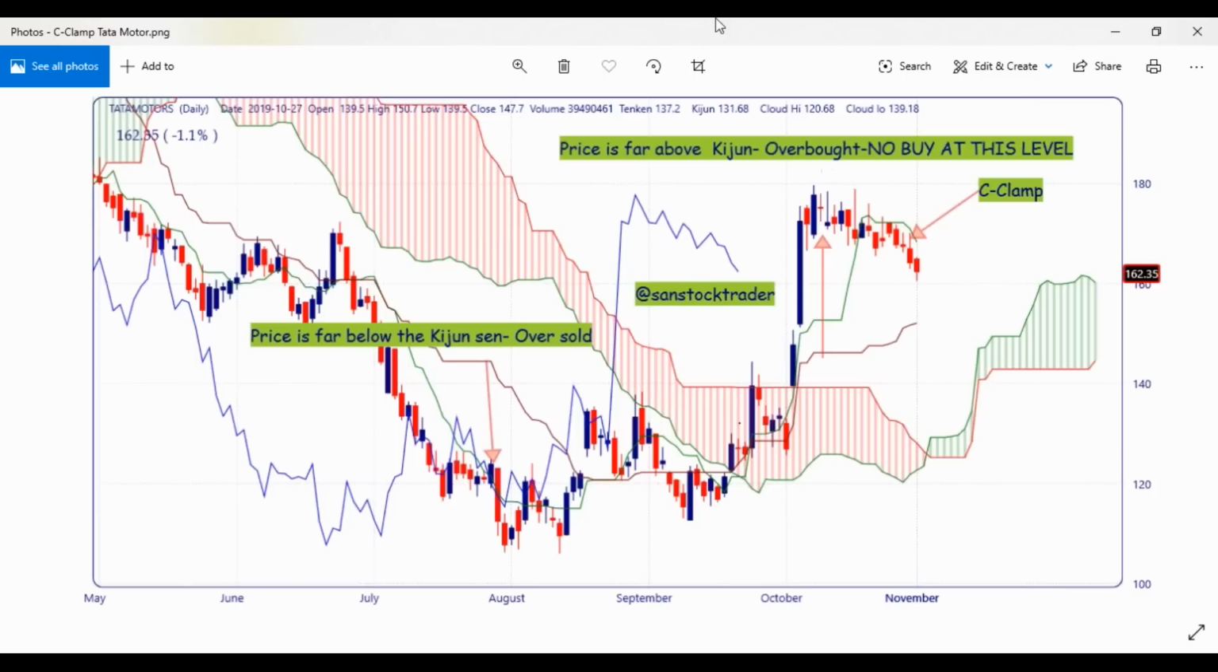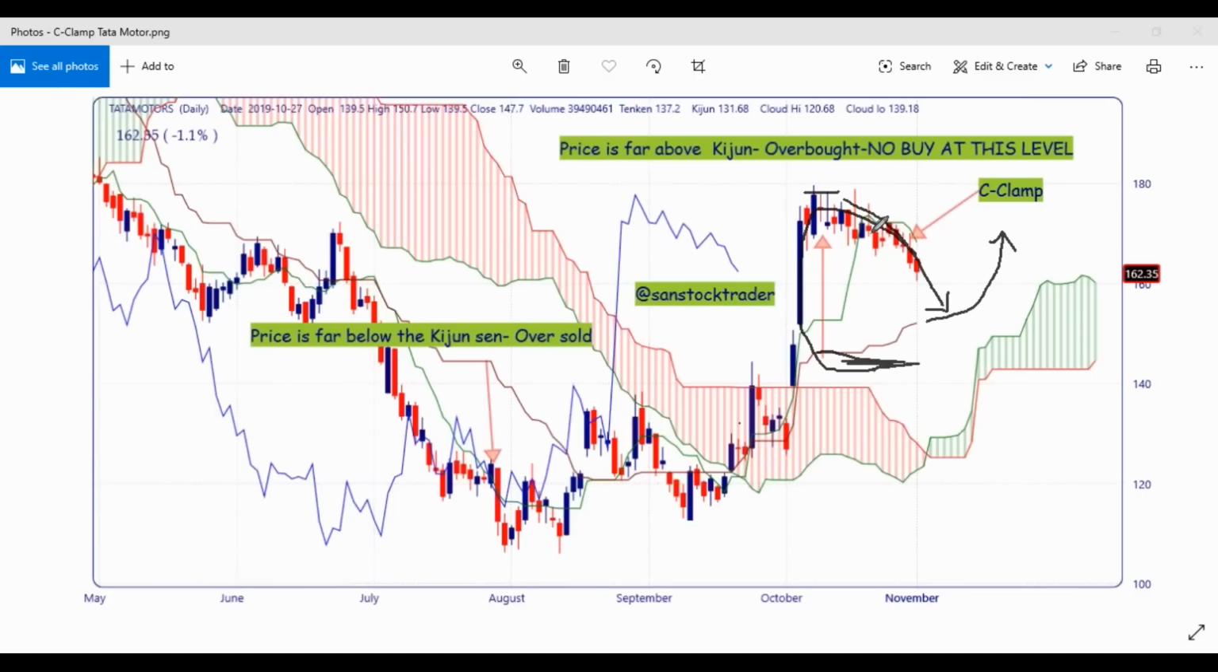Generally, one can see here that Kijun and price are making a shape like a C clamp. If I draw with my pen, it is making a C clamp. This is the clamp bottom and this is the C shape. Whenever you see such a pattern, it's better to avoid the long trade, because sooner or later price will try to come back to the equilibrium level, which is the Kijun level here, and from here it will again start the journey. So whenever you see such a setup, do not go long.